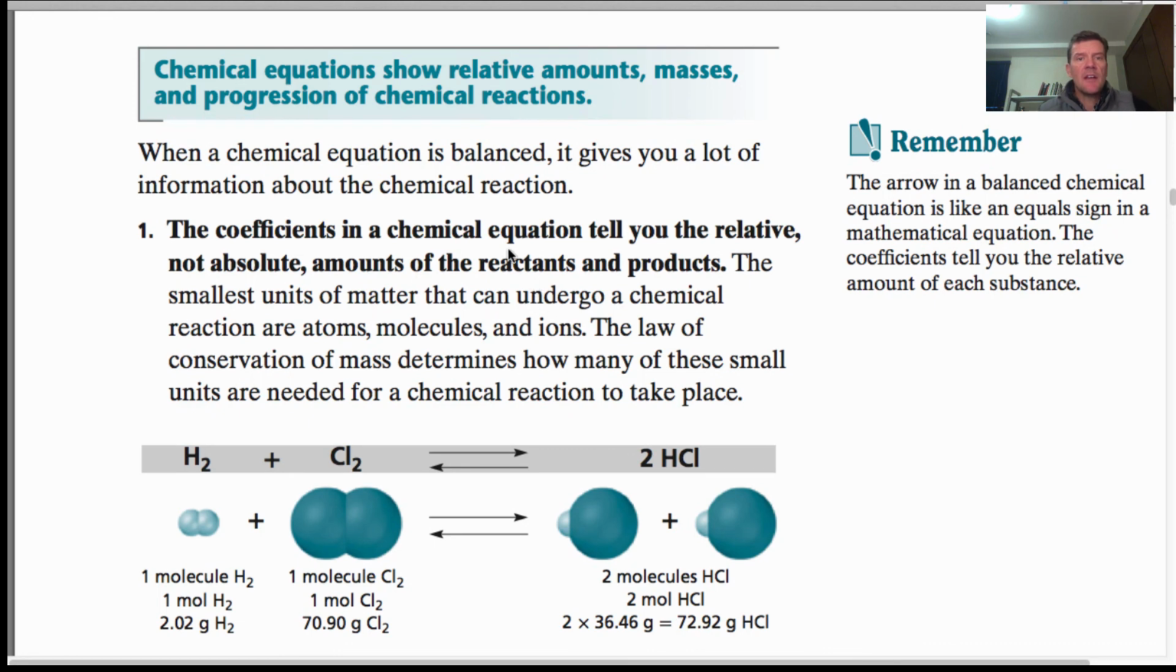All right. Now, let's again talk a little bit more about balancing equations and making sure that we understand that completely. Chemical equations show relative amounts, masses, and progression of chemical reactions. So let's just walk through this. First thing, as we mentioned before, the coefficient will tell you the relative amounts of reactants and products. It's kind of telling you how many of these molecules react with how many of these molecules to produce how many of the product molecules. It's telling you in what ratio they're going to react and combine. The molecules. I'm not talking about the formula right now. I'm talking about the molecules.